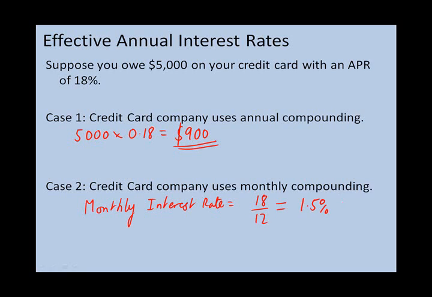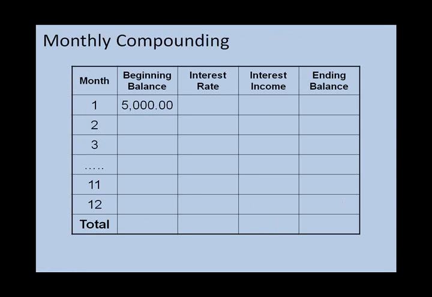Does this have any impact on how much we owe? Well, let's work through it. We start with $5,000. That's how much we owe. And we get charged an interest rate of 1.5% per month. That means we owe interest of $75 in month 1. The ending balance is $5,075.